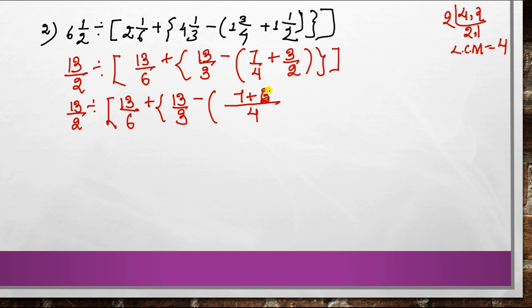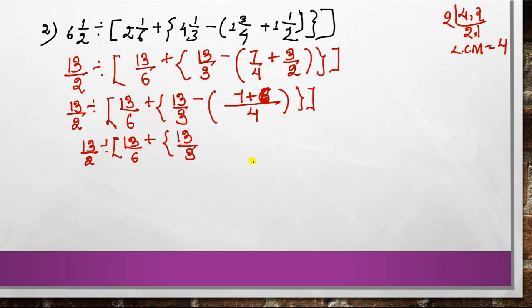It will be 6. It is 6, right? Then we are going to put the brackets as they are. Next, again we are going to write the brackets, that is 13 by 2 divided by 13 by 6 plus, like this, then 13 by 3. Then we have got this.